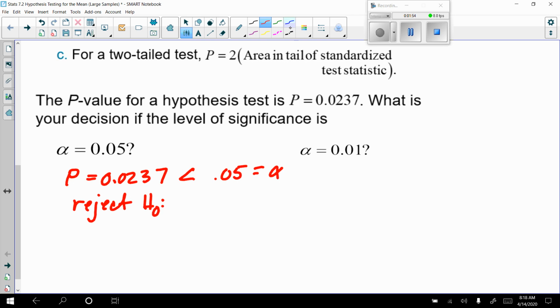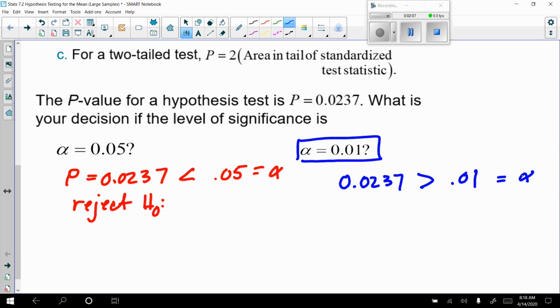In this next one, we have an alpha of 0.01. So again, we have 0.0237, and we're comparing it to 0.01, and it is greater than. That's our alpha, that's our p. So this means we fail to reject the null hypothesis.